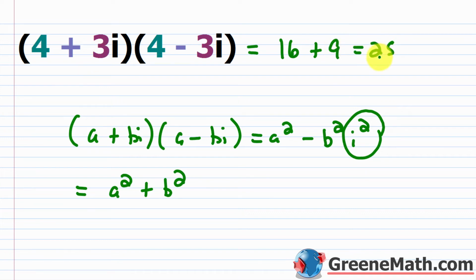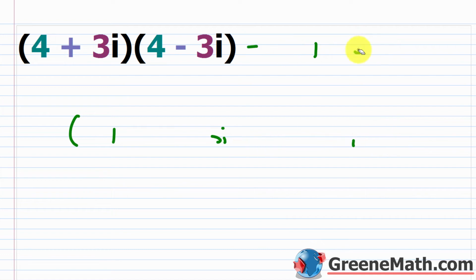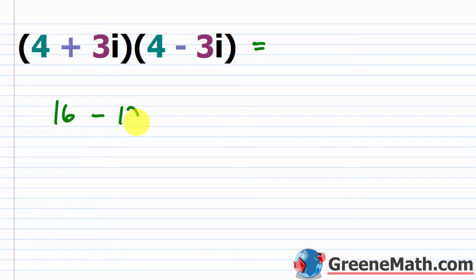This is always going to be just a number. So in this case, it's just going to be 25, okay? Again, if you wanted to go through this the long way, we can. Just for the sake of completeness, we would do first times first. So 4 times 4 is 16. And then the outer would be negative 12i.